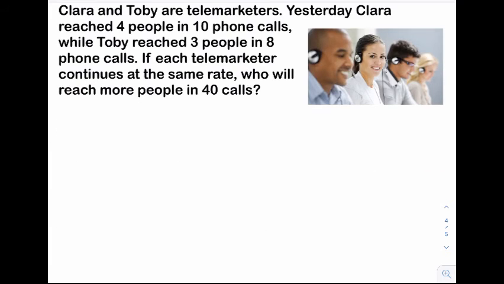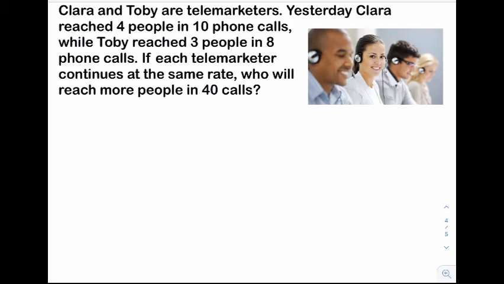Clara and Toby are telemarketers. Yesterday, Clara reached 4 people in 10 phone calls, while Toby reached 3 people in 8 phone calls. If each telemarketer continues at the same rate, who will reach more people in 40 calls?